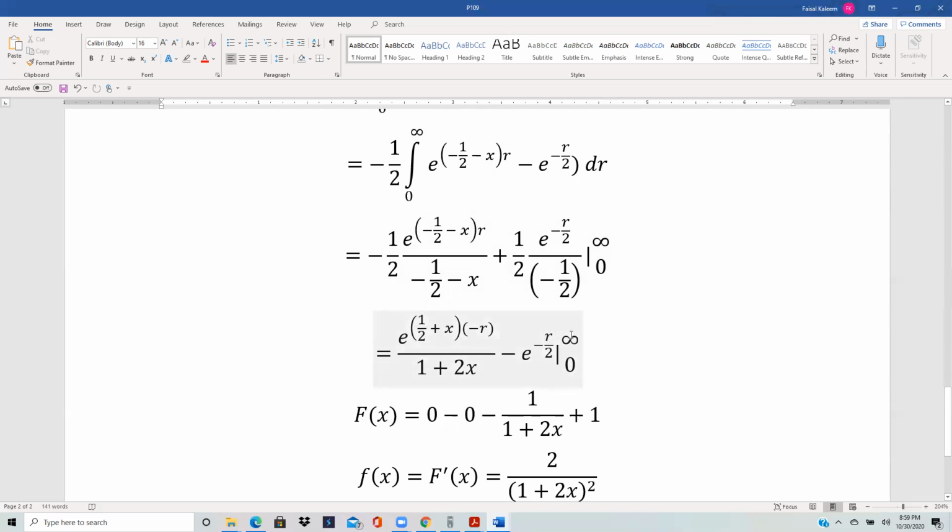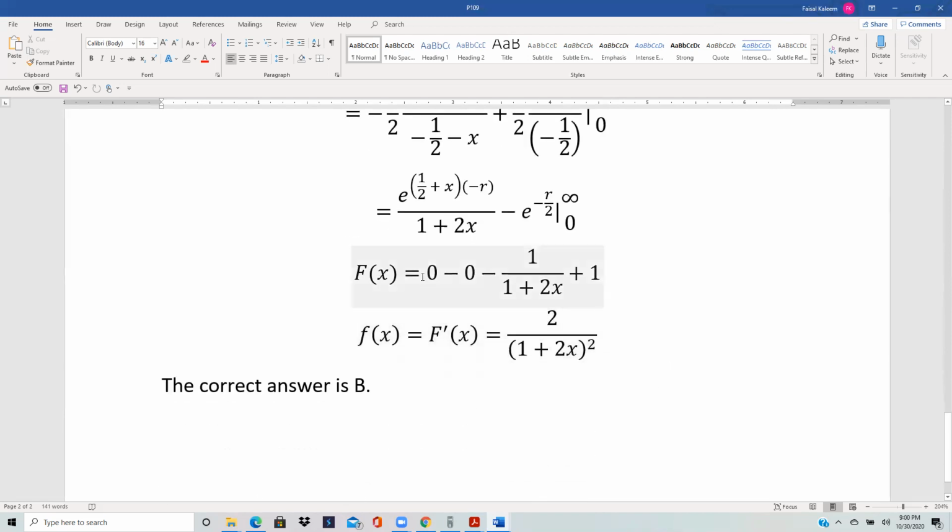Now when you put in the infinity, we learned a while ago that e to the negative infinity goes to 0. That's why I wrote it like negative r, so that I can see it would be negative infinity times something positive. So the overall would be e to the negative infinity, which is 0. Similarly here, e to the negative infinity over 2 is 0. And the lower limit is 0, so this one is negative e to the 0, which is 1, so minus 1 over 1 plus 2x, and then this becomes positive e to the 0, which is 1.